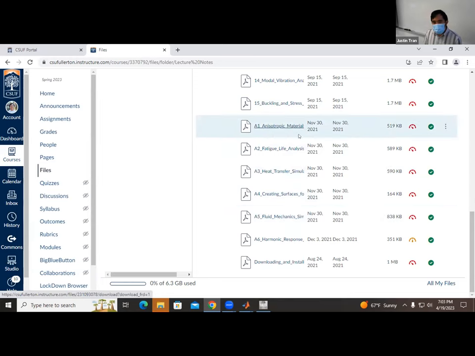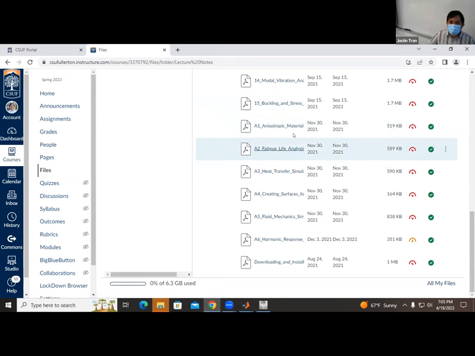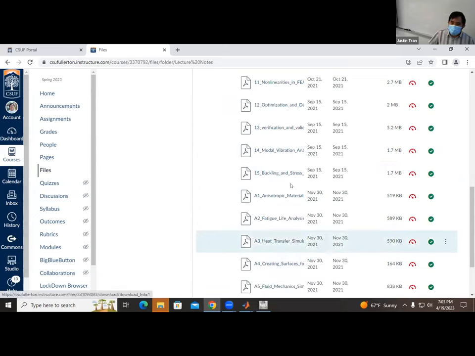Today we're going to be covering two of them. We're going to cover A3, which is heat transfer simulations, and A1, which is anisotropic materials. You can see there are other handouts if you want to do fatigue life analysis, or if you want to know how to create extra surfaces in ANSYS. I have a handout for fluid mechanics simulations and one for harmonic response, although we'll cover harmonic response next week when we do modal vibration analysis. But in case you've never seen them before, there are quite a few handouts there for your information.